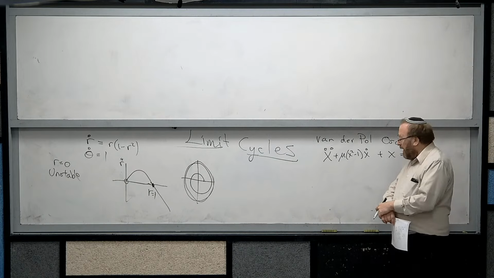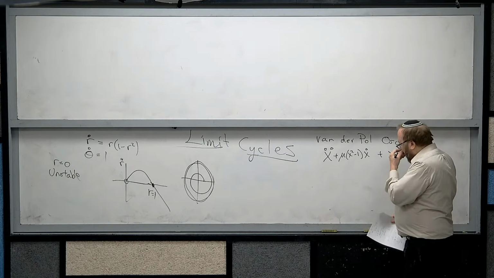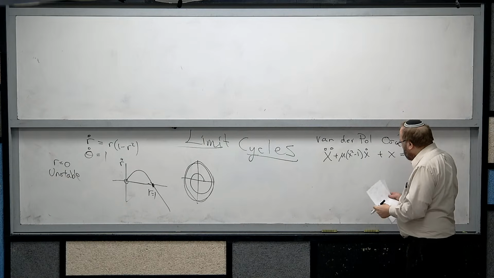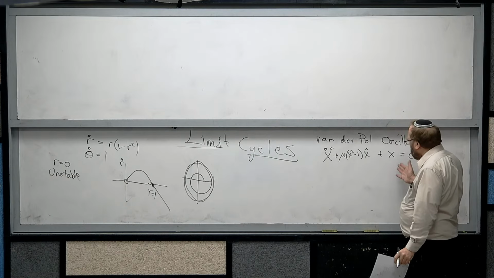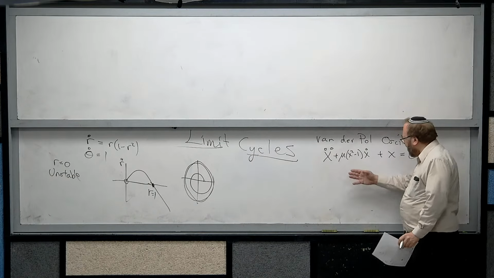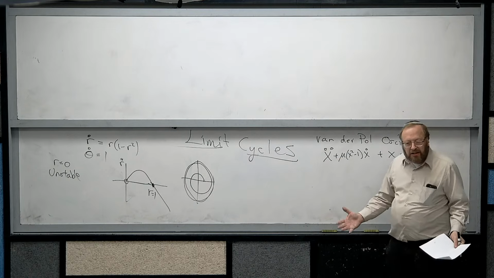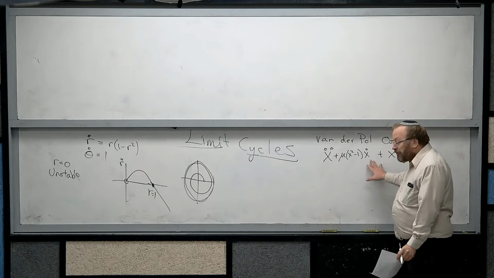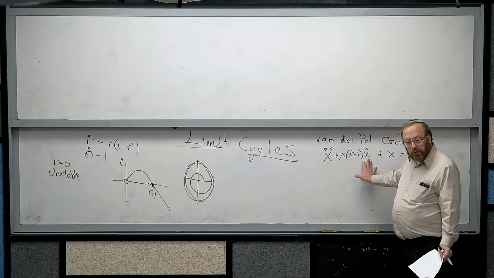All right? Now, what's going on here? So this we understand, x double dot plus x, that's just a harmonic oscillator. And now there's a kind of friction term here, because it's proportional to x dot.